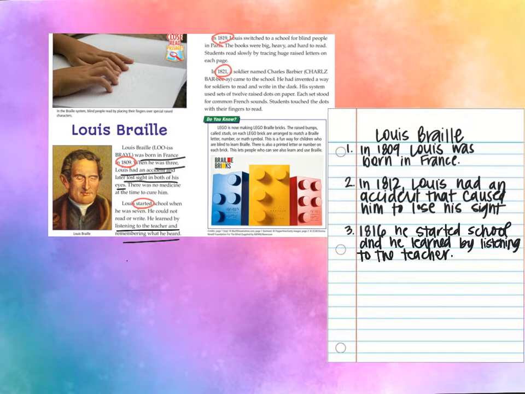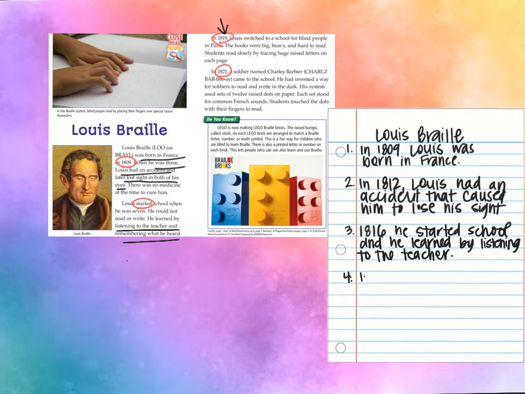All right, so let's keep going, and let's go to paragraph 3 and see if there are any other events in there. In 1819, Louis switched to a school for blind people in Paris. The books were big, heavy, and hard to read. Students read slowly by tracing huge raised letters on each page. Okay, so there's another chunk of text with another important event. So I see right here, in 1819 is when he switched to a school that was for blind people. So, do we think that's important in his life? Yeah. So I'm going to put that down as my 4th event.